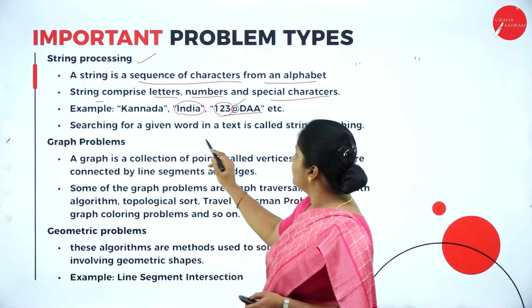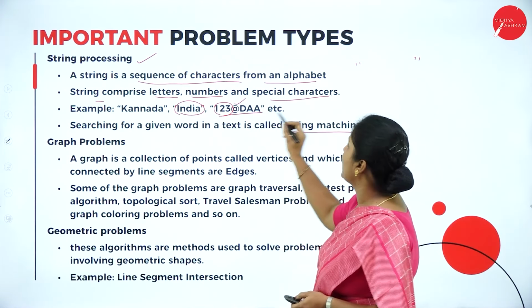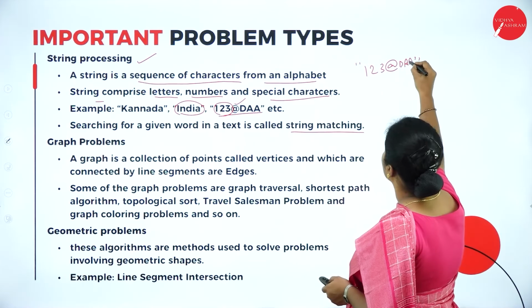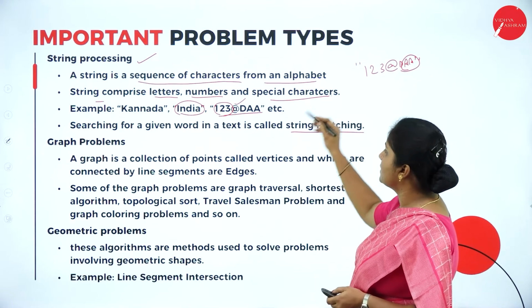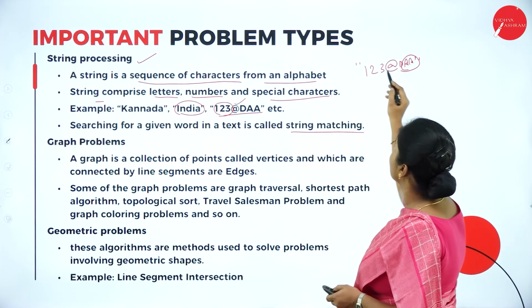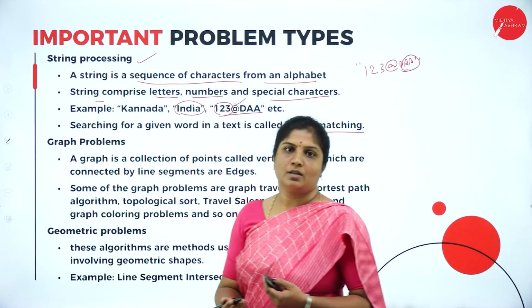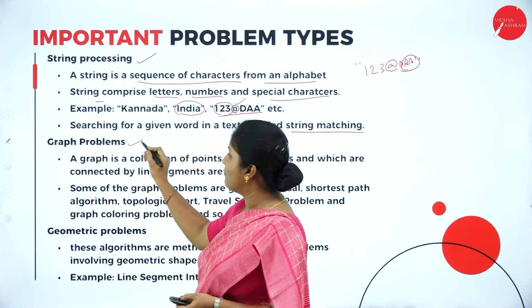Searching for a given word in a text is called string matching. For example, if I take 123@DAA, I want to search for the word DAA. Yes, I can search. If it is present in the given string, it gives the output that your word is matched, or else not found. Next, we will move on to graph problems.